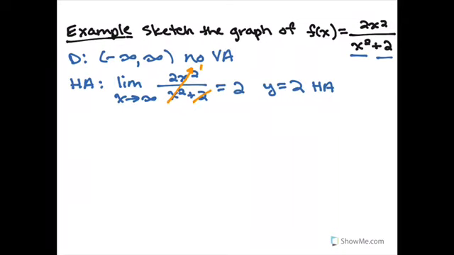Okay, then I want to find the intercepts. So the first intercept would be the y-intercept. It's the easier one to find, so I'm going to do it first. I evaluate the function when x equals 0. That gives me the y-intercept. Well, when x equals 0, so I'm plugging that in over here, what do I get? I get 0 over 2.